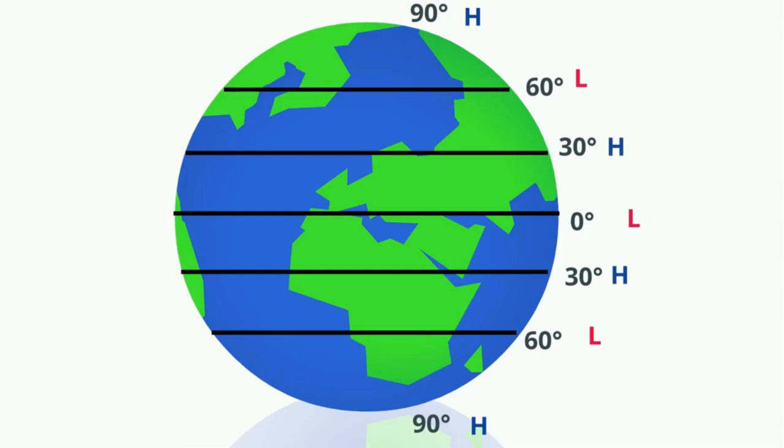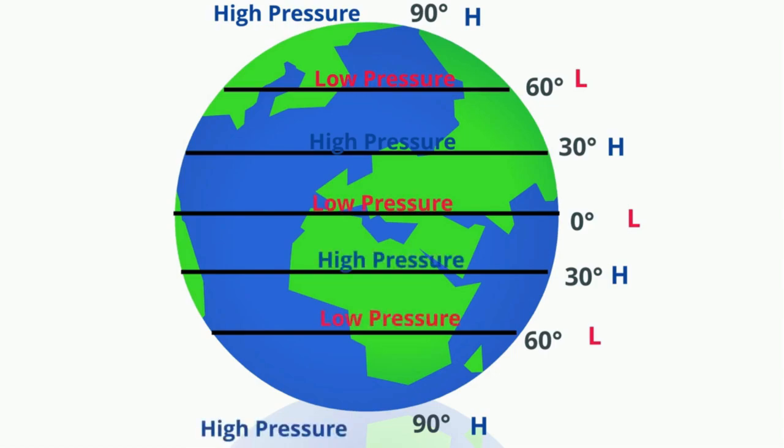At 90 degrees, the air is very cold and dense and creates a high-pressure system. At 60 degrees, the air is warmer, resulting in a low-pressure system. At 30 degrees, the air is cooler than it is at the equator, creating a high-pressure system. It is very hot at the equator, and the warm air creates a low-pressure area once again. Notice the alternation between high-pressure and low-pressure areas. Every 30 degrees witnesses a pressure change.